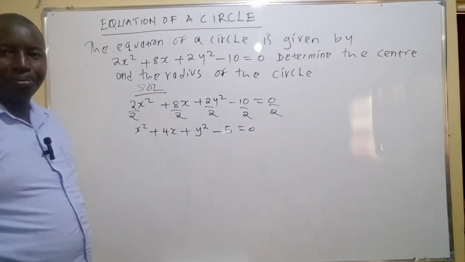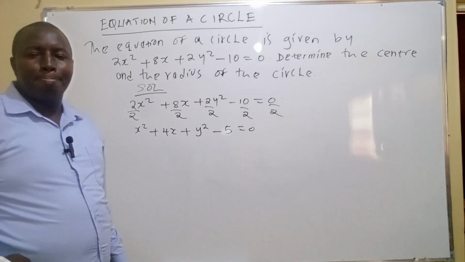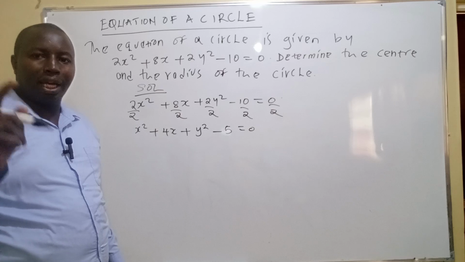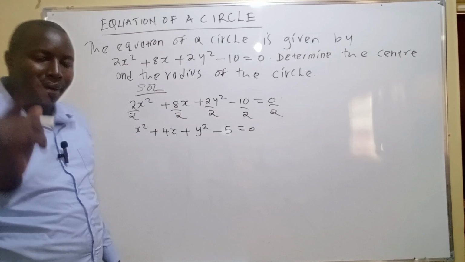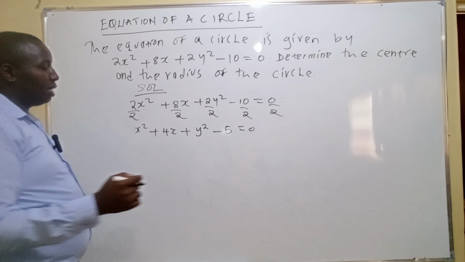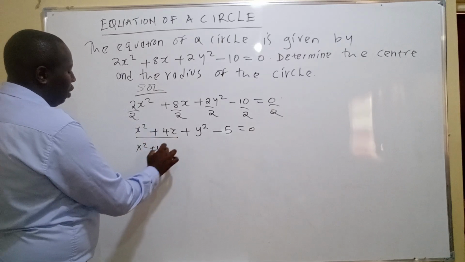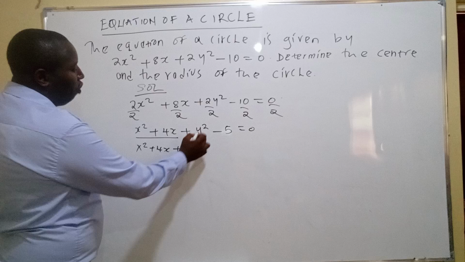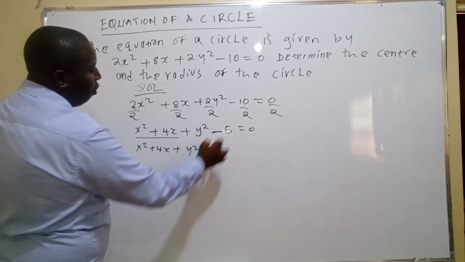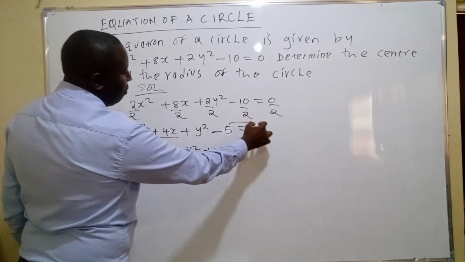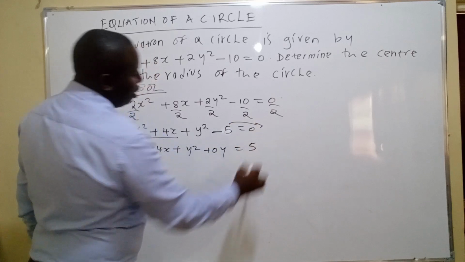That's step number 1. You divide by 2 to make the coefficient of x squared and y squared 1. Then the next step is you complete the square for x squared plus 4x. For y squared, we do not have another term for y, meaning this is plus 0y. Then you take this minus 5 to the other side, and it becomes plus 5.